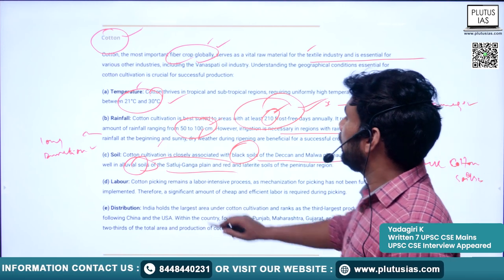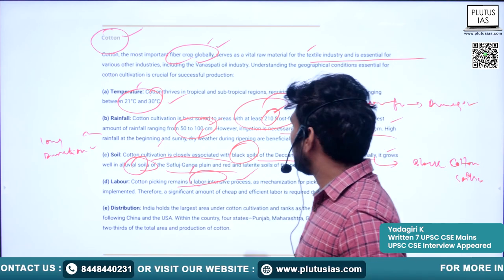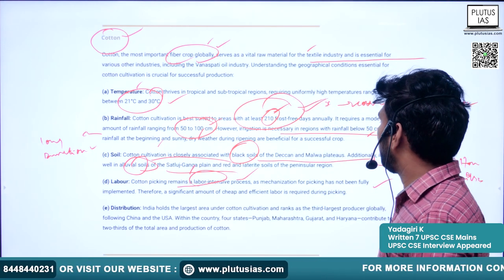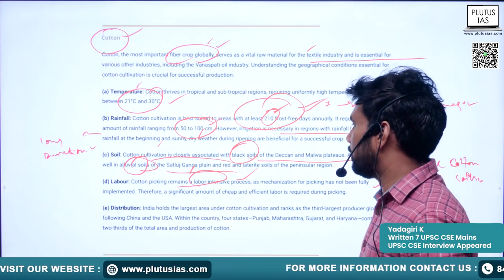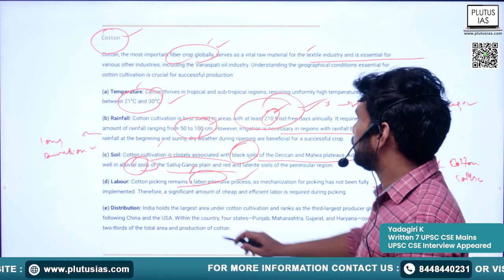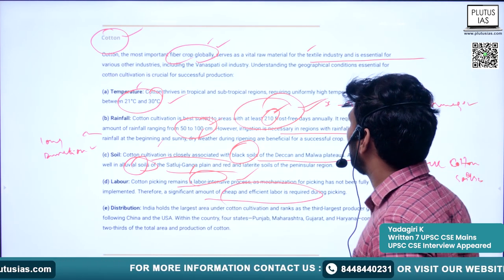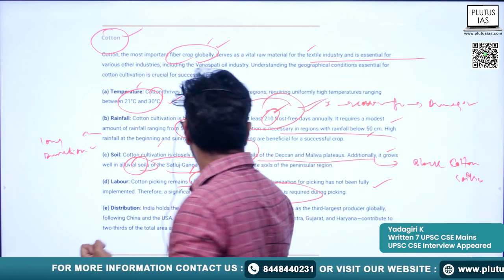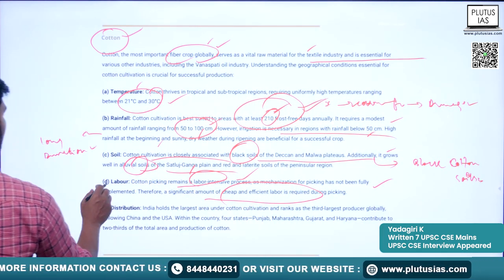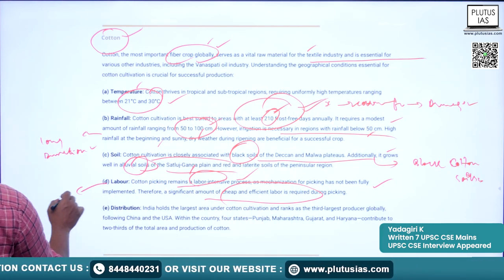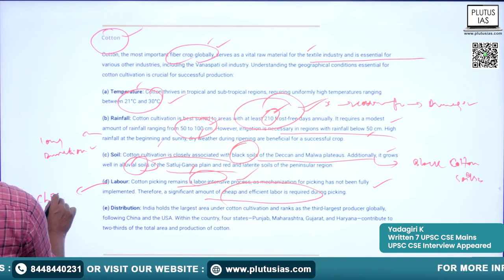Labor. Cotton picking remains a labor intensive process, as mechanization for picking has not been fully implemented. Right. Therefore, a significant amount of cheap and efficient labor is required for picking the cotton bolls. Because of this reason, child labor is predominant.